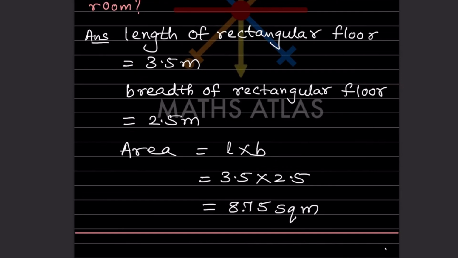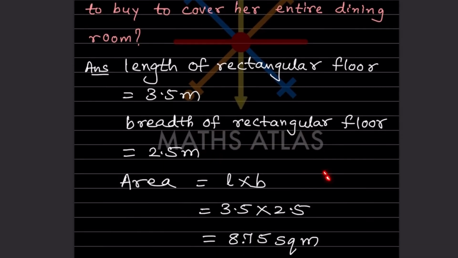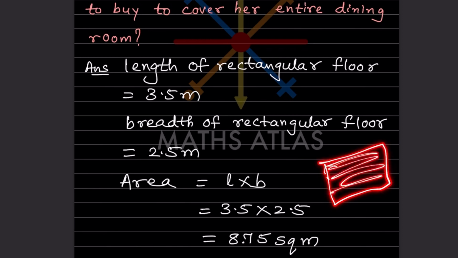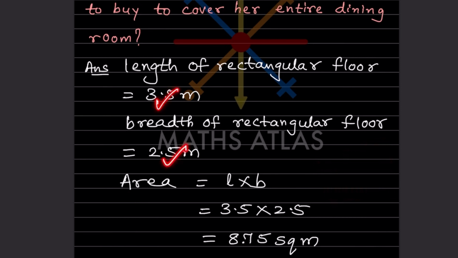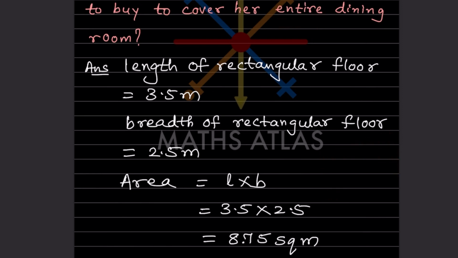So what will we do? The floor is there and here is the carpet. So we need this one. So what are we going to do? We are going to find out. We want this. How much carpet does she need to buy to cover her entire dining room? Means the whole thing is to be covered. Entire thing is to be covered. So what are we going to do? We are going to multiply length and breadth. Hope you got this. The entire means you have to cover this entire part. So we have to write this one, 3.5 into 2.5, that is 8.75 square meter.